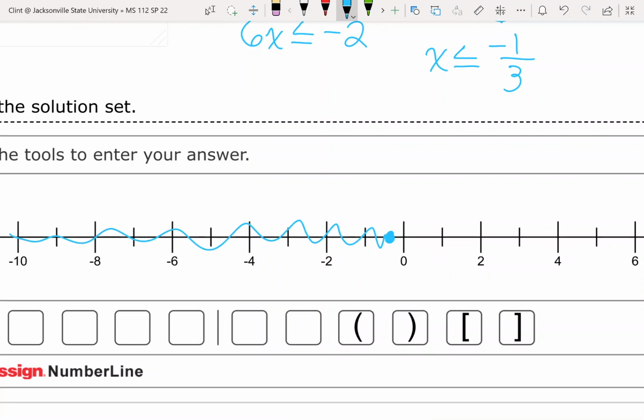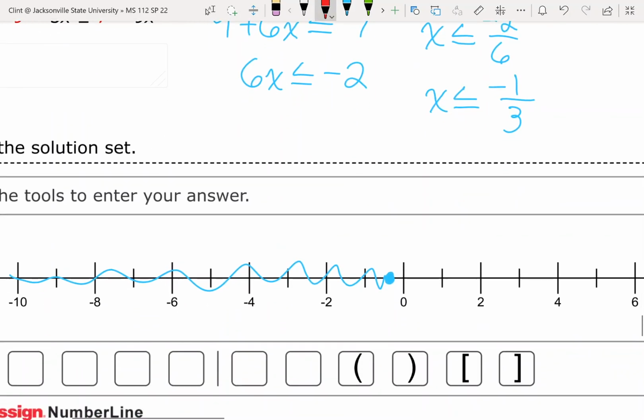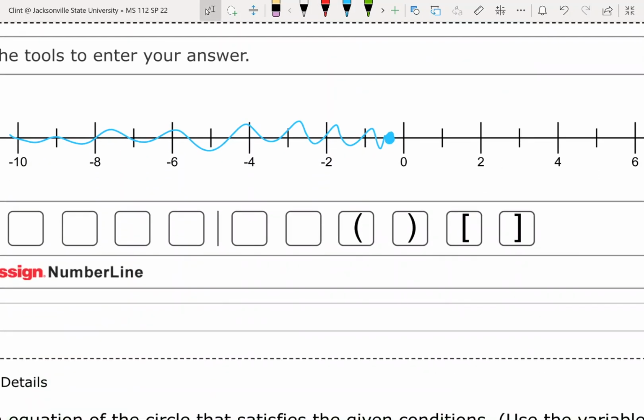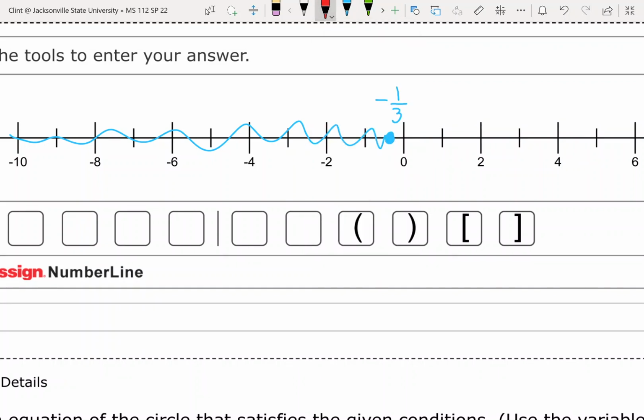Interval notation is the other way we want our answer. To me, it's easier to do the number line first. Now, this was negative 1/3. So in interval notation, think about how small our answer can be. It goes forever to the left, so what do we use for that? Negative infinity. Infinities always have a parenthesis with them.